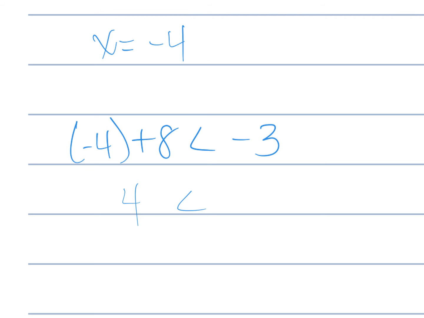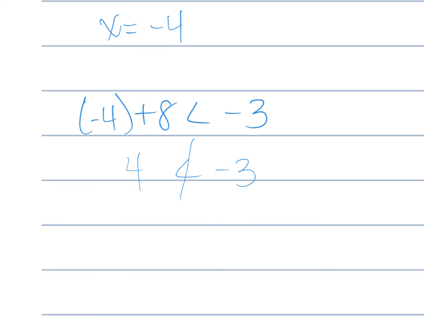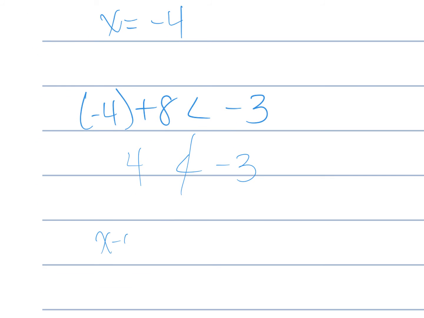Okay. So we got 4 on this side. What is the right-hand side? -3, right? Is this a true or a false inequality? If it's false, listen to the steps. Put a slash through the inequality because it's not true. And we're going to write x equals -4 is or is not a solution? Is not a solution.